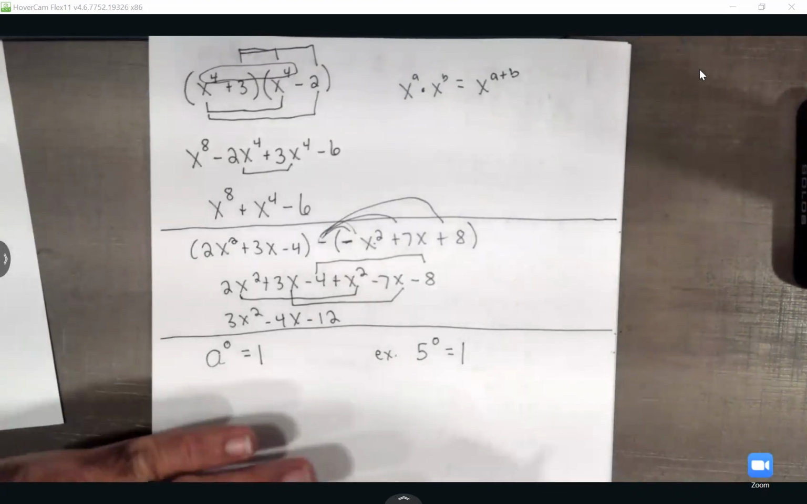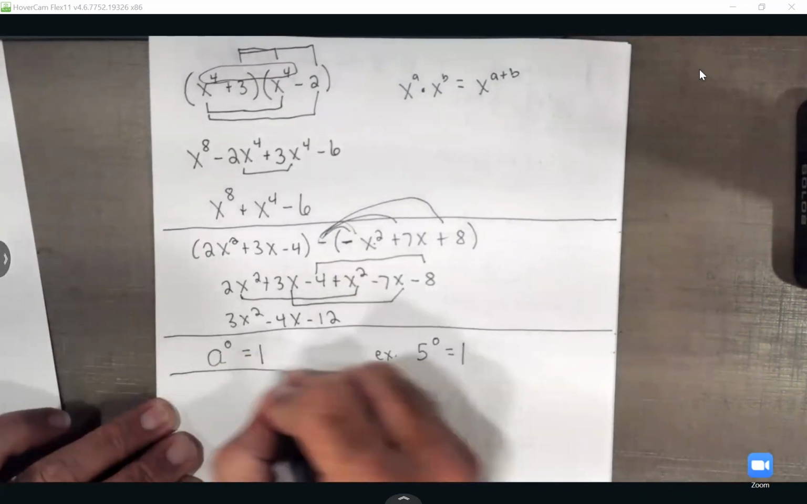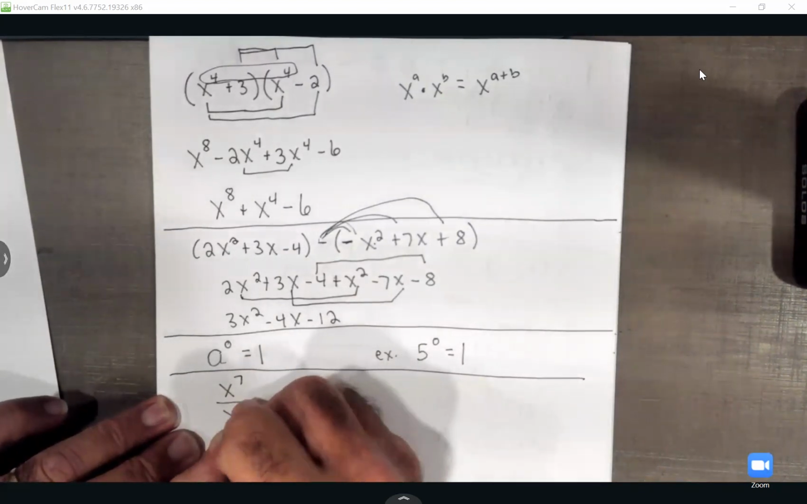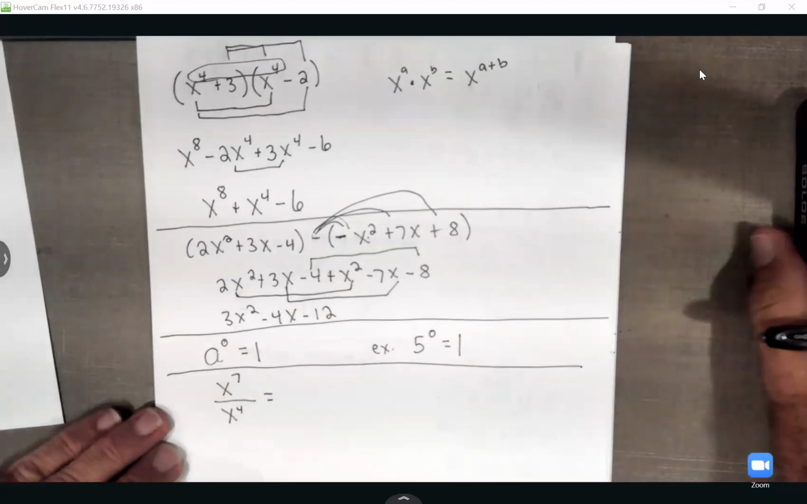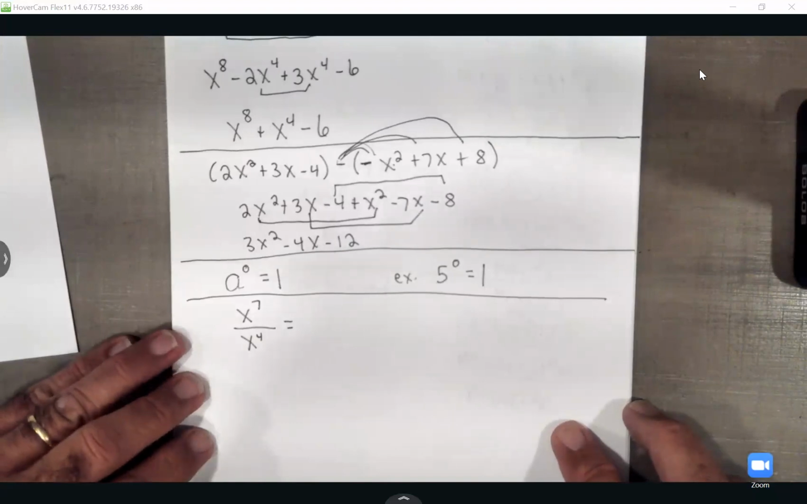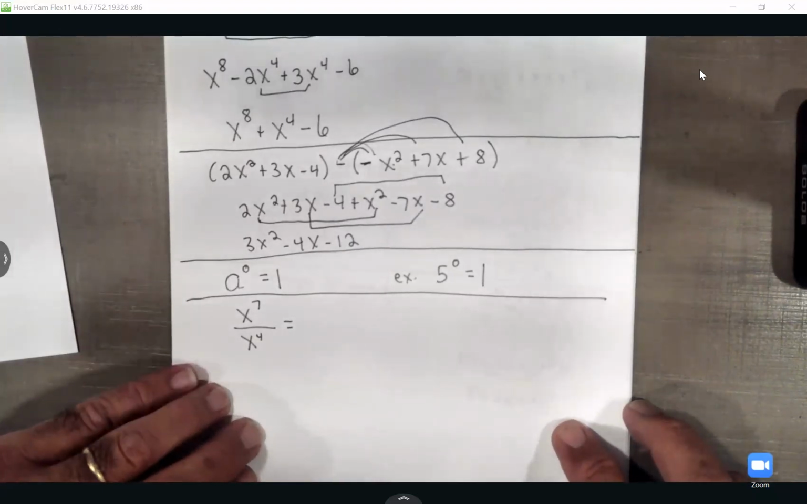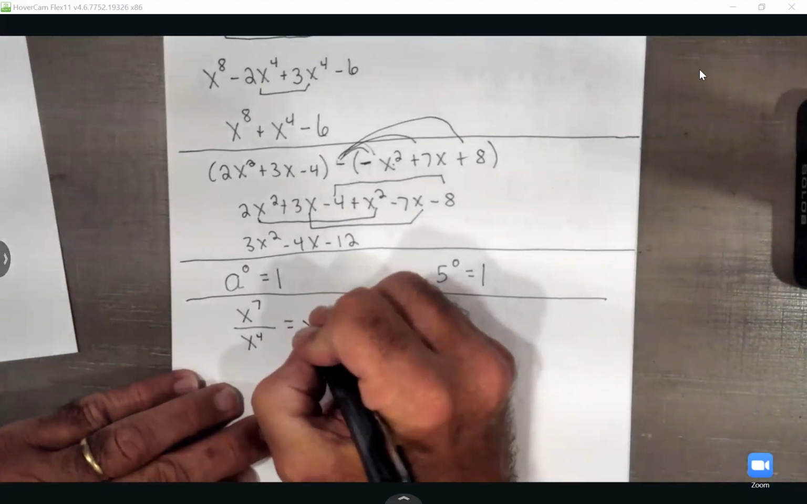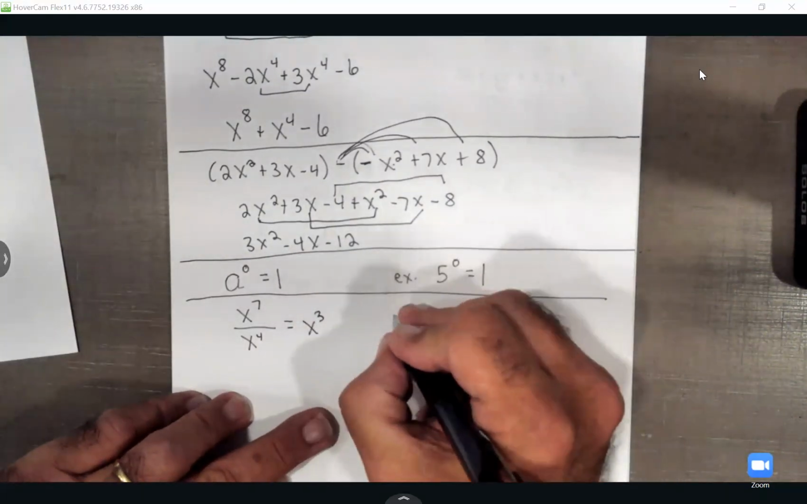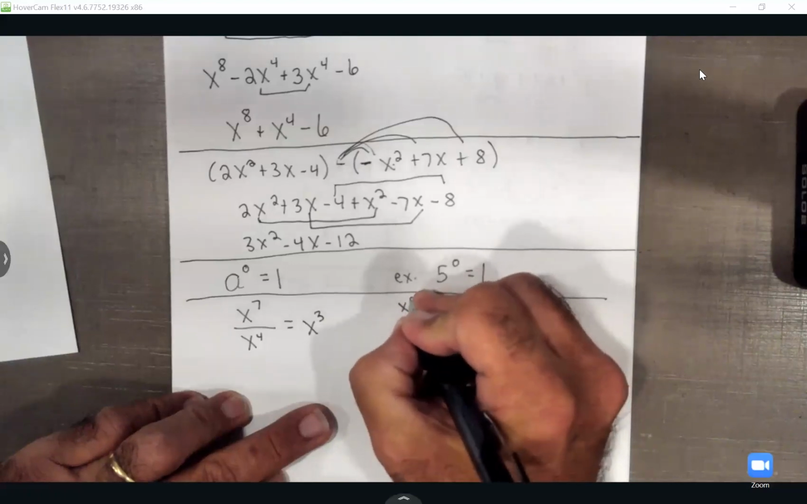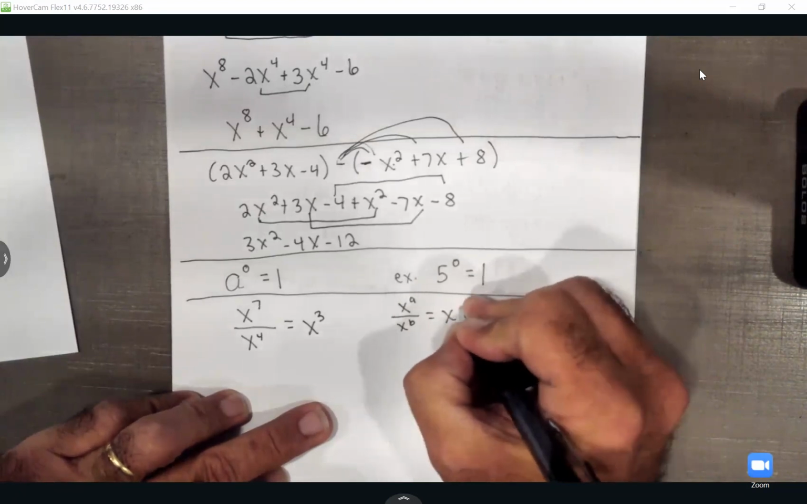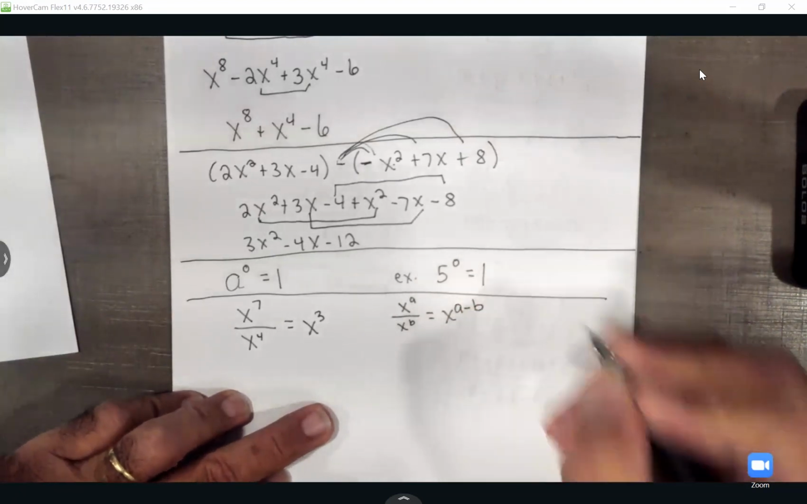Now, I'm gonna prove this to you. What if I had x to the 7 over x to the 4? What would that be? X to the third, because you subtract the 7 and the 4. I subtract those exponents. So the rule for that would be x to the a over x to the b equals x to the a minus b.